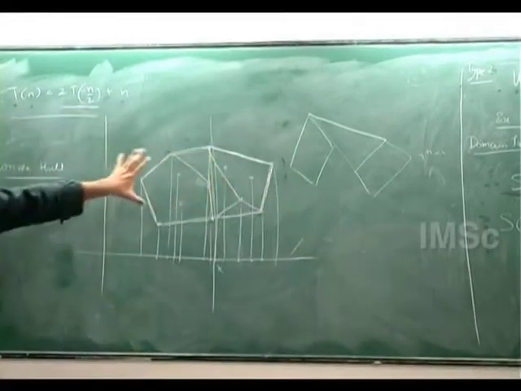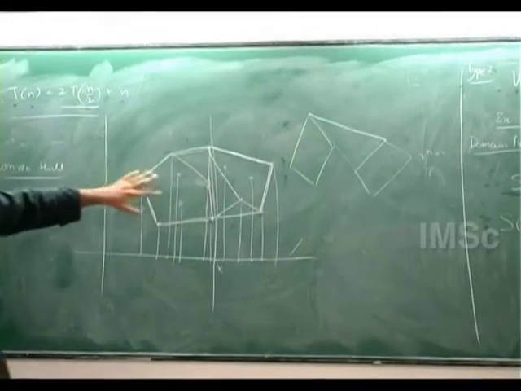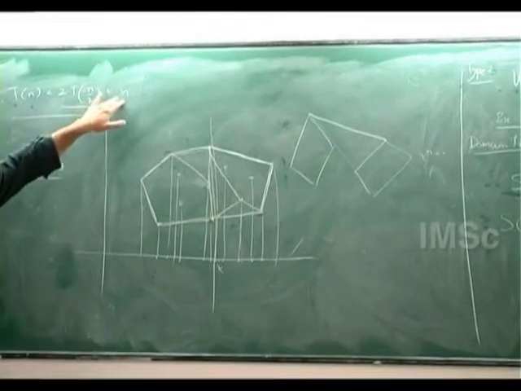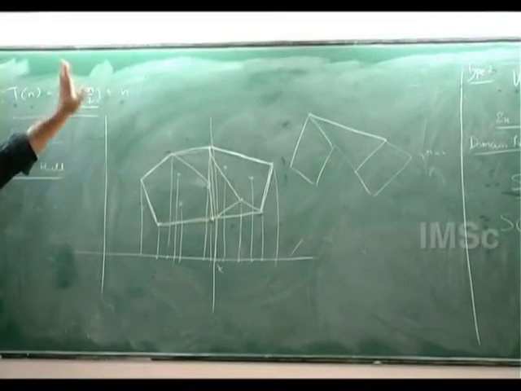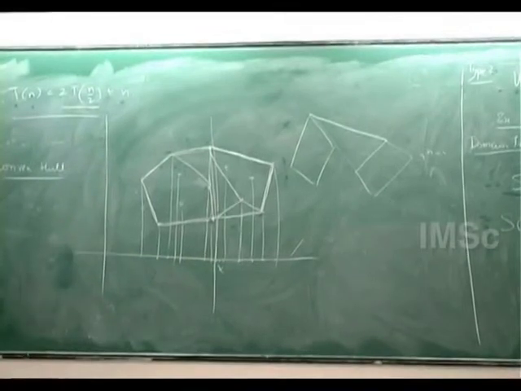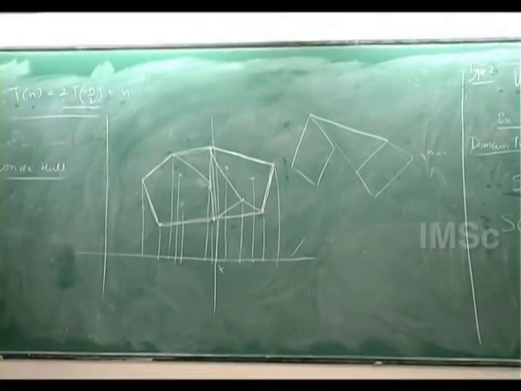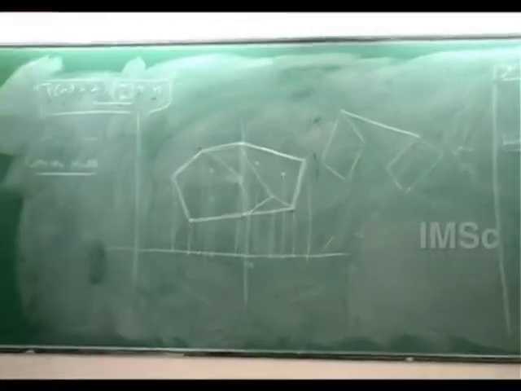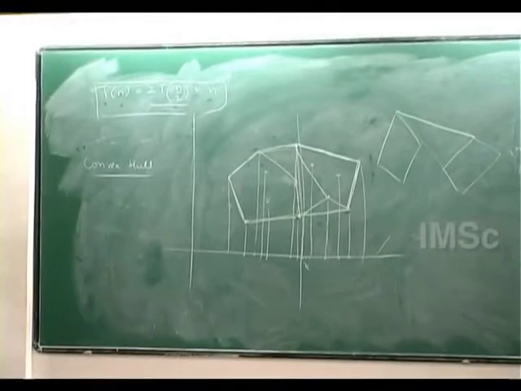To compute the convex hull of n points, I can compute two convex hulls on points of size n by 2 roughly, and then connect them in linear time, assuming I can find the median in linear time. So that mystery will be solved in the next talk. So we have this recurrence for finding the convex hull, a divide and conquer algorithm for finding the convex hull of n points.